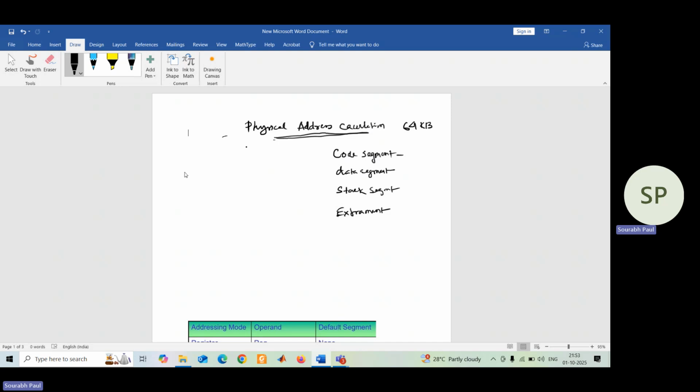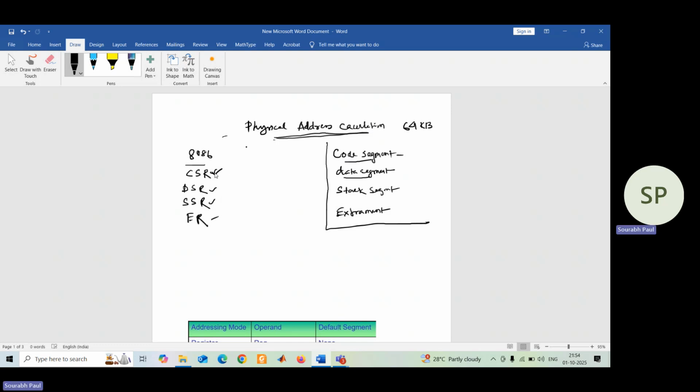Now, in 8086 their corresponding registers are present. Let me tell you once again, these segments are present in the memory unit, and their corresponding registers are present in 8086. What are the corresponding registers? For code segment, the corresponding register is known as CSR, code segment register. For data segment, similarly, data segment register. Stack segment register. Extra segment register. These registers are present inside the 8086 processor, and each of the registers is of 16 bit.